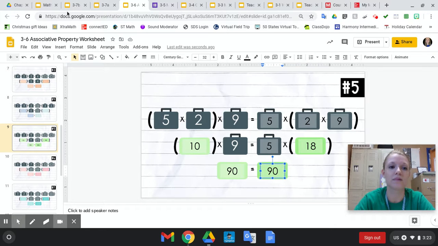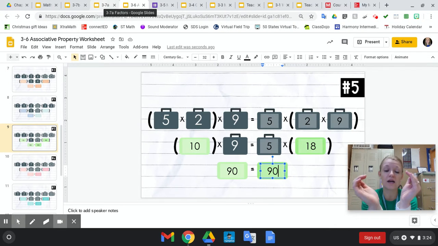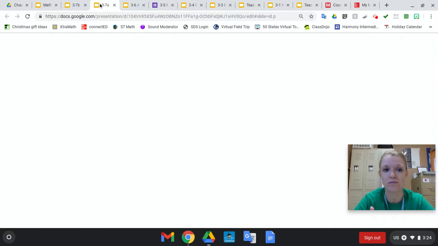Good job. All right. That's the associative property. Grouping two numbers together so that we aren't looking at 3 because we can't multiply 3 numbers all at once. That's craziness. 2 at a time, people. 2 at a time.